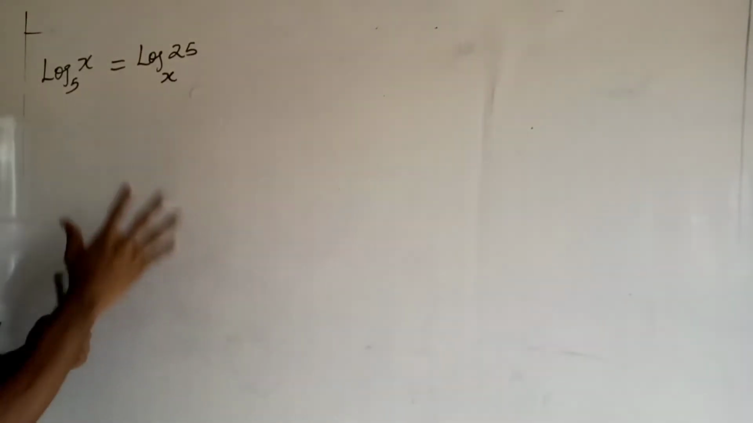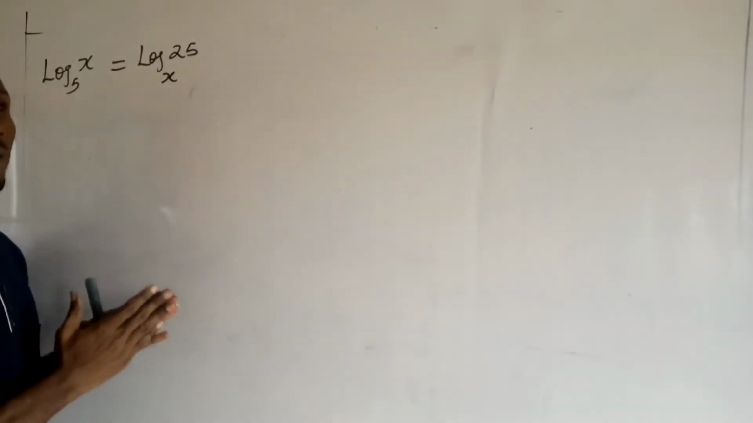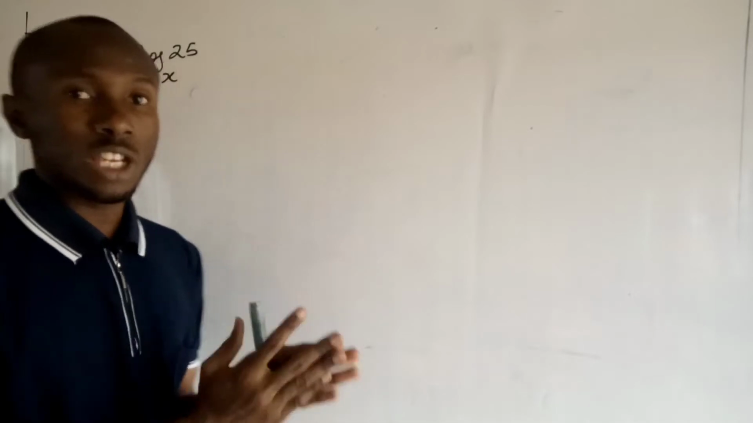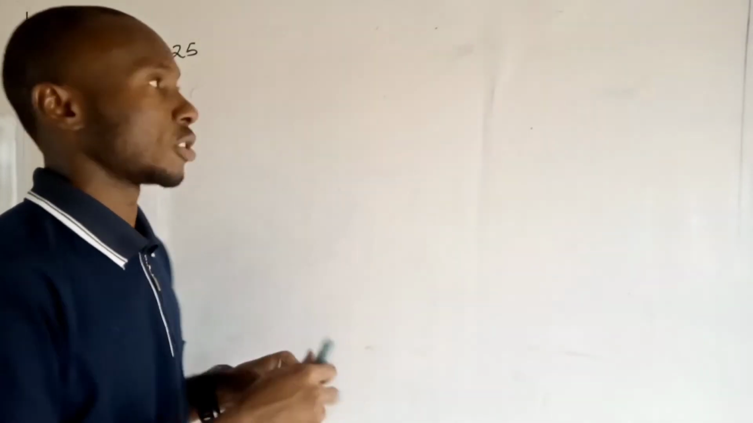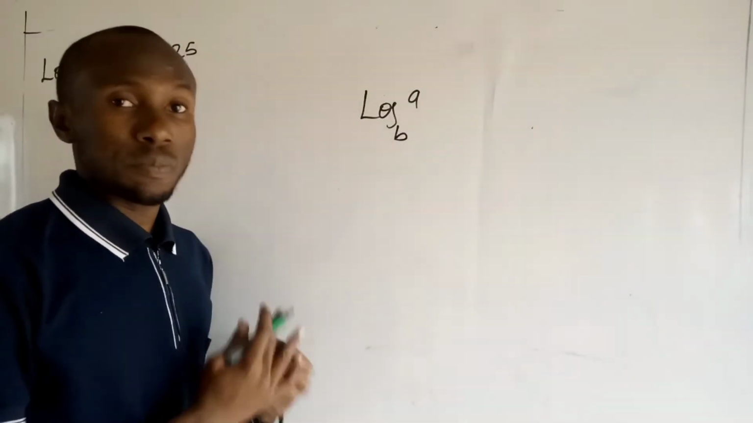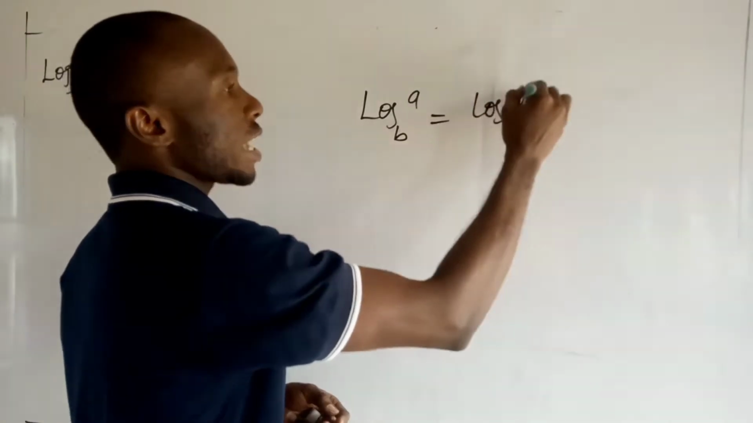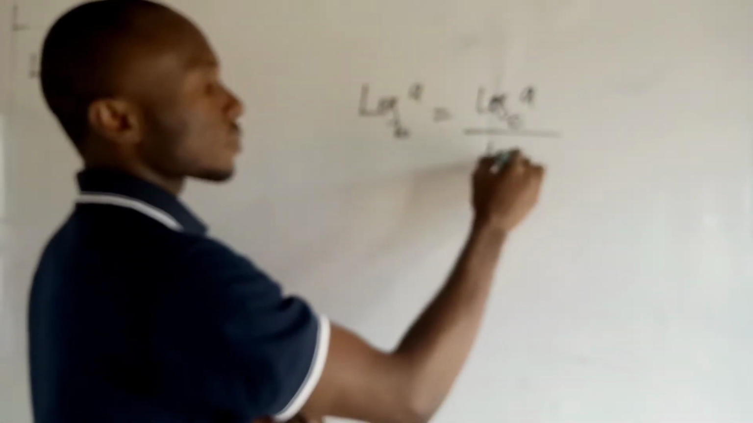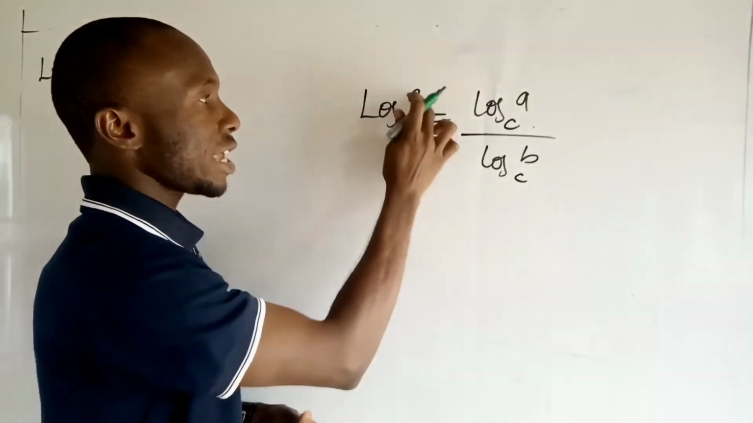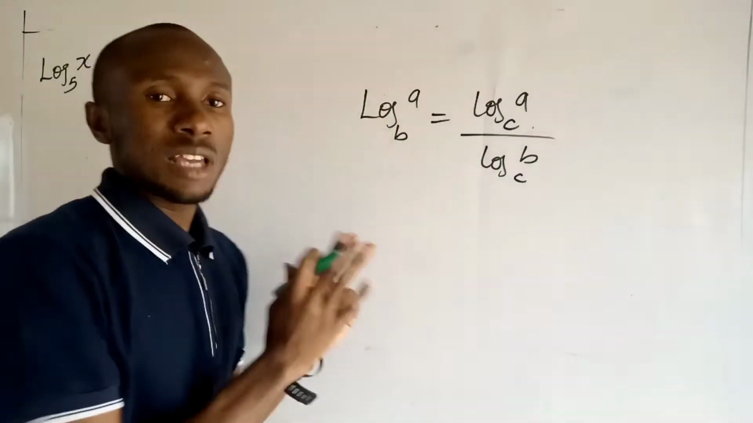Okay viewers, in this question we have various ways of solving this problem, but the method we're using is the change of base method. What does it mean to change the base in a logarithmic expression? If I have log a base b, and I want to change the base to a new base c, it will become log a base c upon log b base c. Now you see we have a new base, and a and b are the new arguments of this logarithmic expression. This is exactly how to change a base.